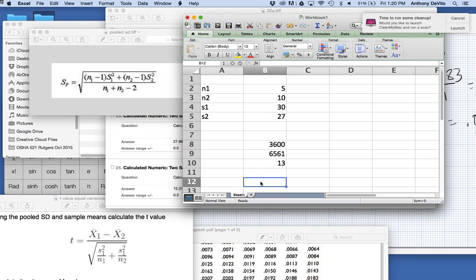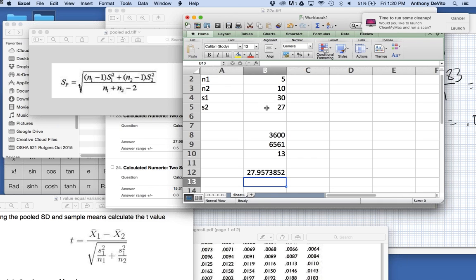So our pooled standard deviation is going to be equal to the square root of, and I'll start with the top, 3,600 plus 6,500, close these parentheses, divided by 13. Okay, so now to make sure that it does this whole thing, I put these in parentheses so it does the addition first. So I have to put the whole group into parentheses so it finds the square root of the entire value. I'm going to hit enter, and our pooled standard deviation is about 30, right?